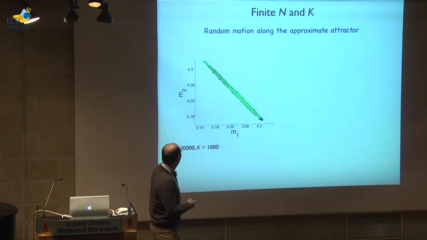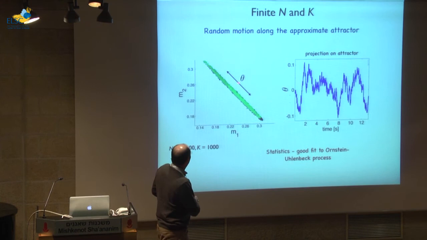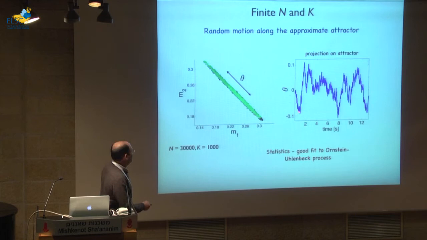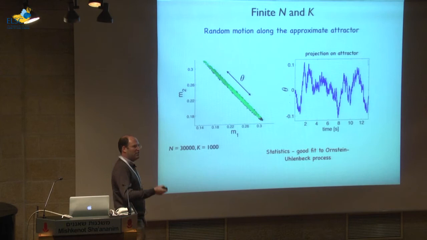If we project the state of the system throughout this particular simulation along this diagonal line and follow its dynamics, we find that this variable, which I'm going to call theta, the position along this line, slowly fluctuates. And I'm saying that it's slow because the time scale here is seconds. Now, I don't have time to show the data, but you'll have to believe me that this trajectory can be well fitted by a so-called Ornstein-Uhlenbeck process, which is just a simple random walk with restoring force.